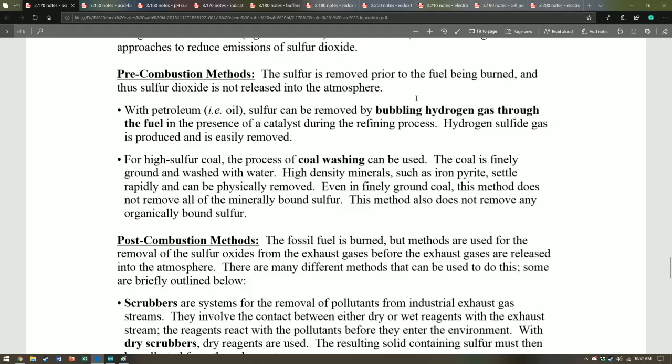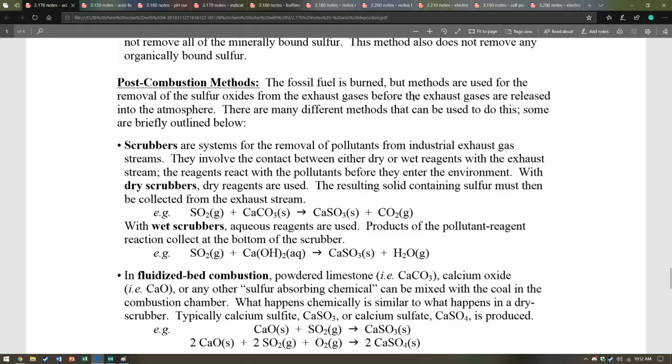We can also literally wash the coal, with water and stuff. It's a stupid idea, but it seems to work, so there's that. And then lastly, we could use post combustion methods using wet and dry scrubbers. A scrubber is a system that removes pollutants from industrial emissions. Basically, they react with the sulfur, they react with SO2.